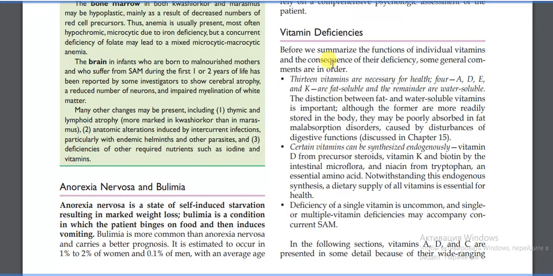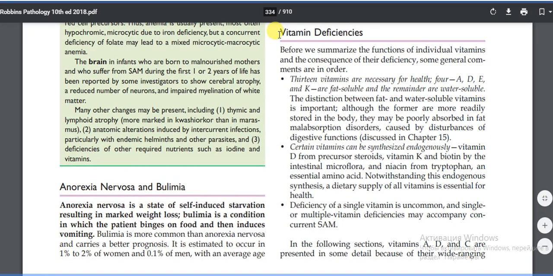Okay, now finally let's talk about vitamin deficiencies. One of them we already discussed in alcoholics, thiamine deficiency, so-called Korsakoff syndrome. I already referred you to this to observe what this disease is. Okay, let's talk about all vitamins. Certain vitamins are necessary for health: A, D, E, and K are fat soluble, and the remainder are water soluble. So what's the difference between fat and water soluble vitamins?